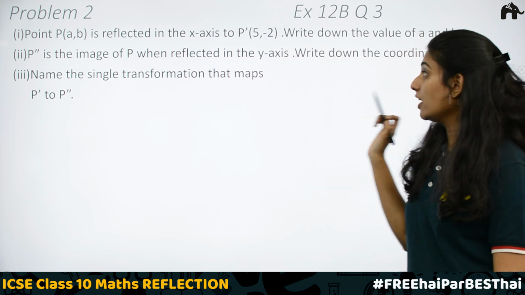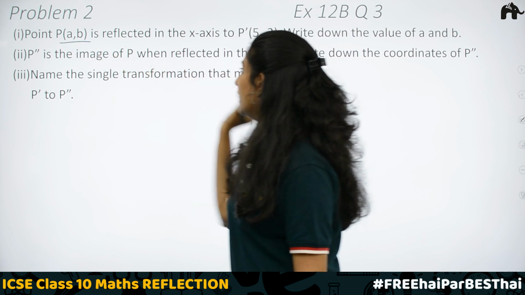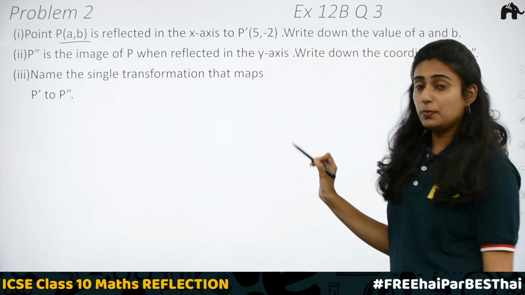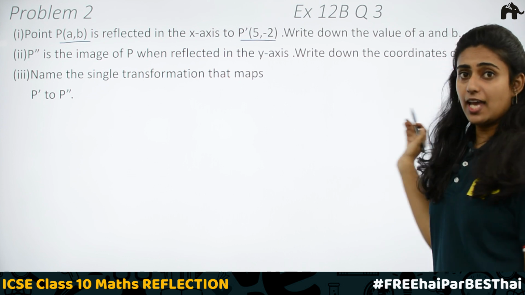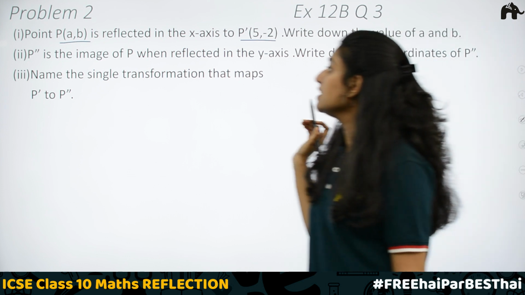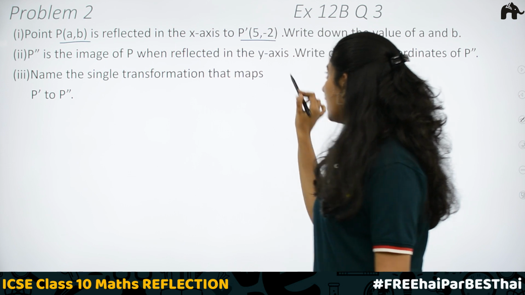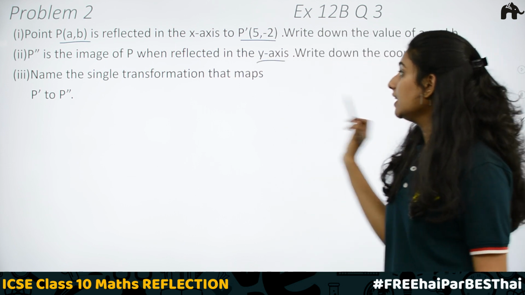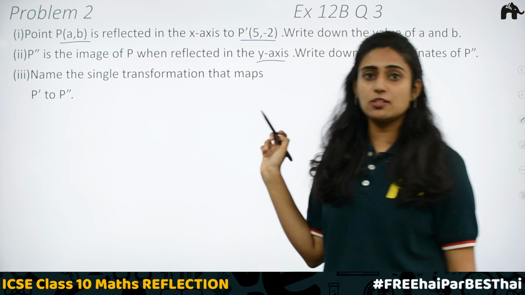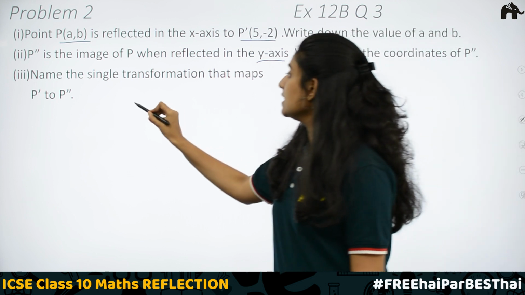First question, point P(a, b) is reflected in the x-axis to P dash (5, minus 2). Write down the values of a and b. Second question, P double dash is the image of P when reflected in the y-axis. Write down the coordinates of P double dash. And the third, name the single transformation that maps P dash to P double dash. So, let's take the first part.